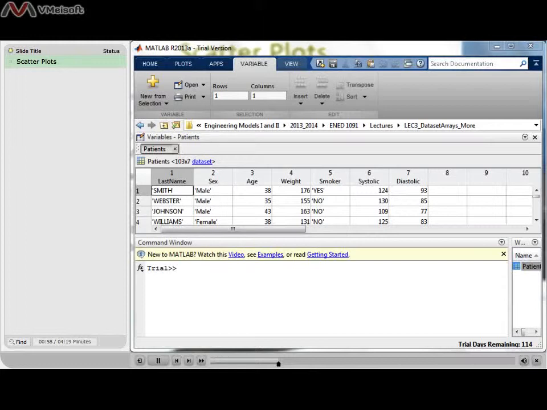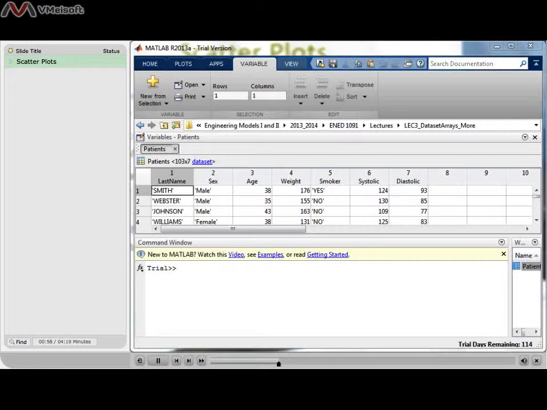Not really seeing any trends here, so let's look at another scatter plot function in MATLAB called gscatter, which is short for group scatter. The gscatter command actually has three arguments. The first argument is what goes on the x-axis, second argument y-axis, and the third argument is how you want to group the data. So again, I'm going to put weight on the x-axis, I'm going to put systolic blood pressure on the y-axis, and I'm going to group by whether the patient indicated that they were a smoker or not. And if I execute that command, I now see I have a scatter plot that has two colors.